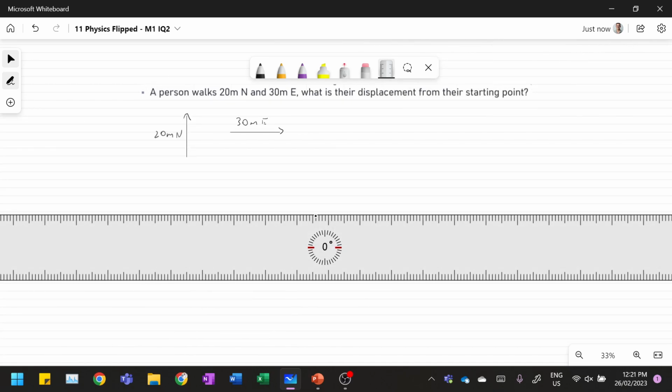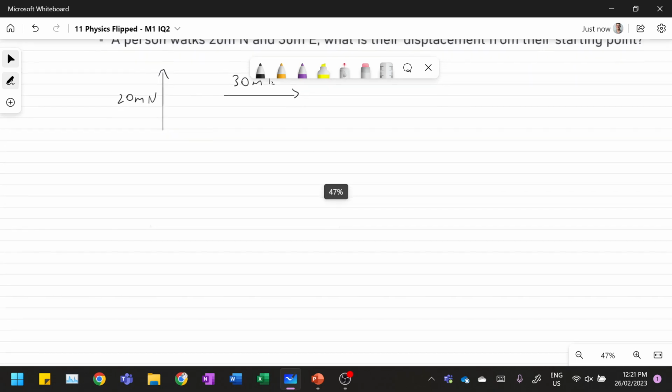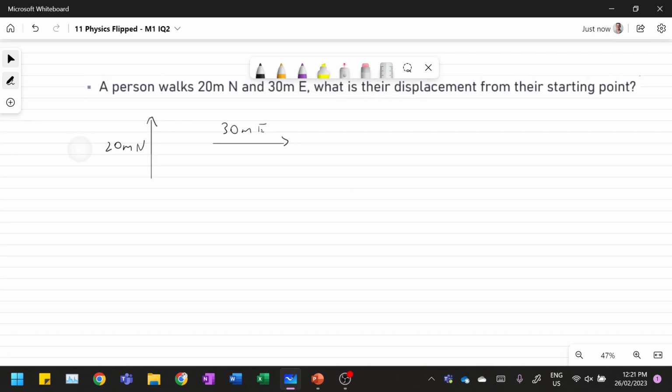In this question, what we're being asked to do is combine both of those displacements together to find the overall displacement of the person that is walking. That's going to mean that we are undertaking vector addition here. And to do that, we're going to employ the head to tail method.